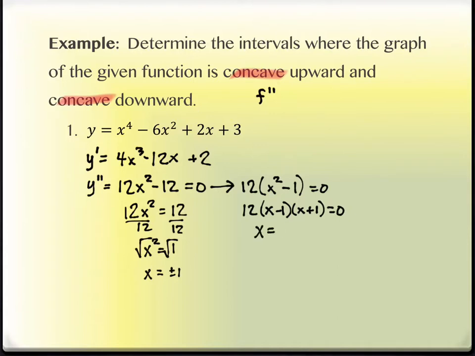And we would still get x equals 1 and negative 1. Okay, so they're the same thing. We can do it either way because I only have one term with x in it. Is that good? Okay, I'm going to create a sign chart with those two values now. So the sign chart's going to have a value of negative 1 and a value of positive 1.